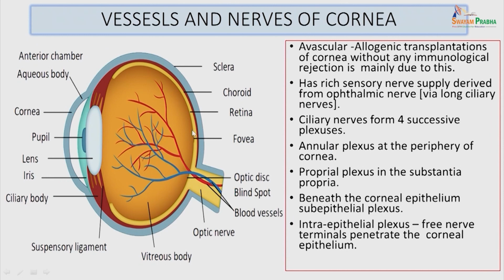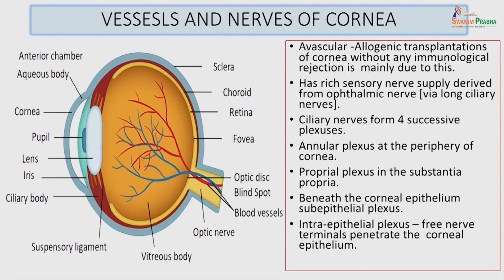Now, coming to the vessels and nerves of the cornea: the cornea is avascular. Allogenic transplantation of the cornea without any immunological rejection is mainly due to this factor. The cornea has a rich sensory nerve supply derived from the ophthalmic nerve via the long ciliary nerves.